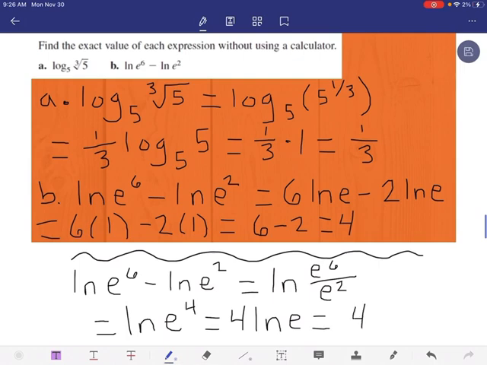So in some of these, there's going to be multiple ways that you can get to the same answer, depending on which property you use or which one you use first. But as long as you're using correct mathematical steps and you're showing me your steps, it doesn't matter which one you decide to use.